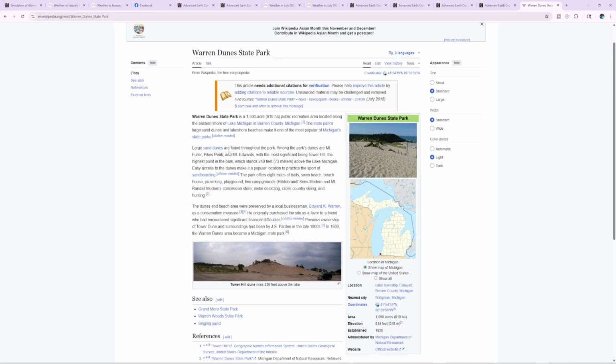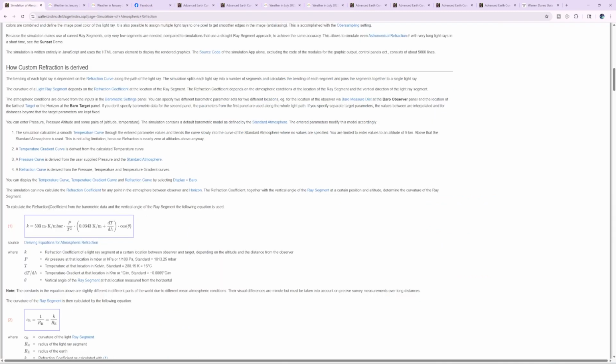Now if we go to the Warren Dunes page here, the tallest of the dunes is 240 feet above Lake Michigan. Flat earthers seem to leave out that he is at elevation. But because we don't know what dune he was on, we're just going to do 200 feet because it's a nice round number.